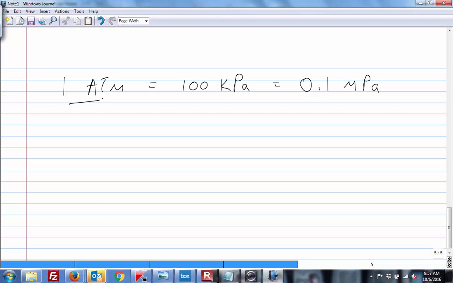So 1 atmosphere is 100,000 pascals, or 1/10 of 1 million pascals. I should have done a little bit better job, but this K is always lowercase, and this M is always uppercase. And it's also worth noting the P in Pascals is also uppercase, but if I'm going to write the word pascals, I'm going to write it in lowercase.